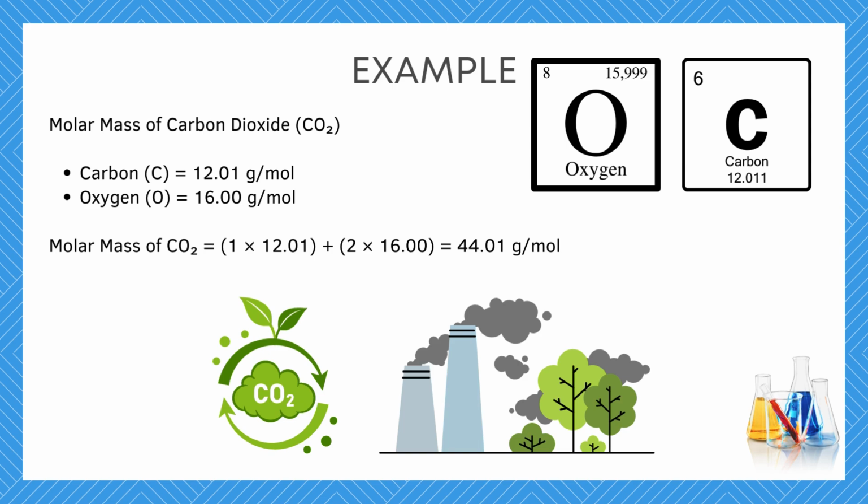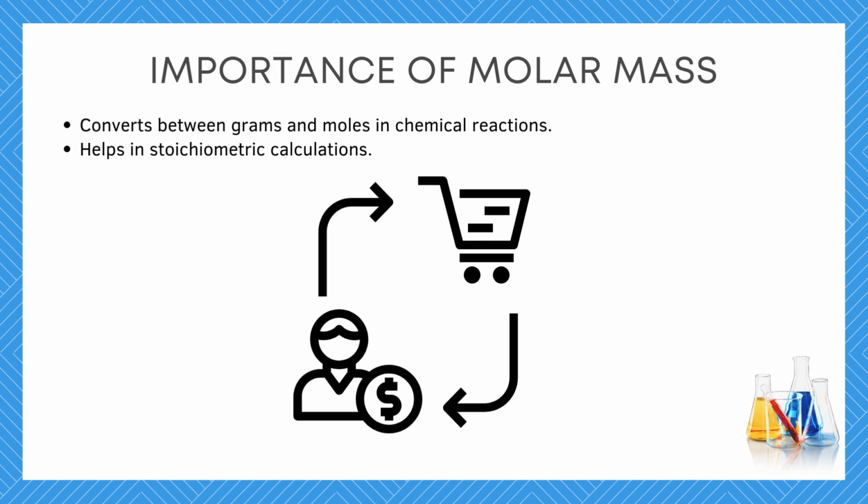So we have carbon. Carbon is 12.01 and we have oxygen 16.00. Now let's start with carbon. We have just one atom of carbon and that gives us 1 times 12.01. And then we have oxygen, which is 2 times 16. When we add up everything together, we end up with 44.01 grams per mole. So that's the concept of molar mass.